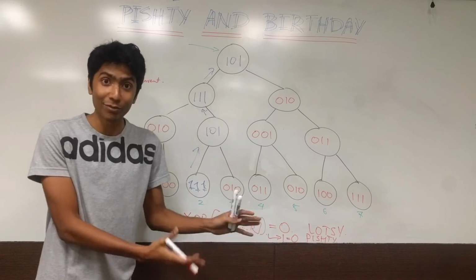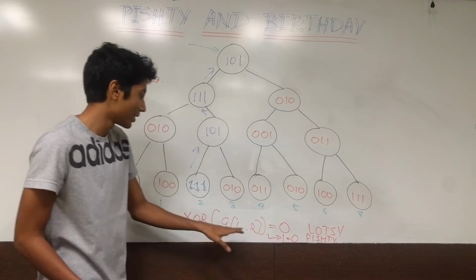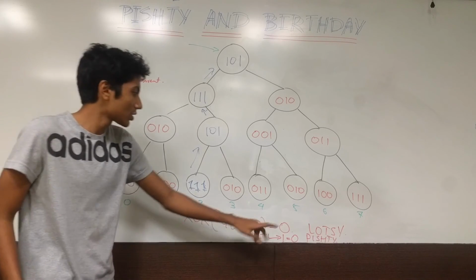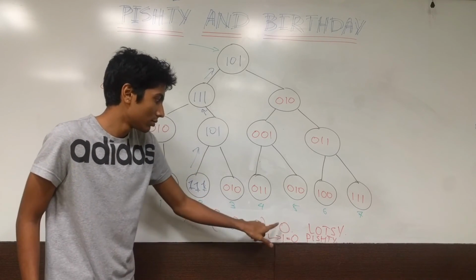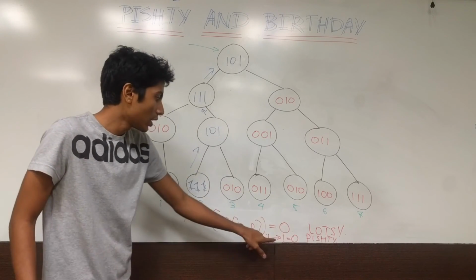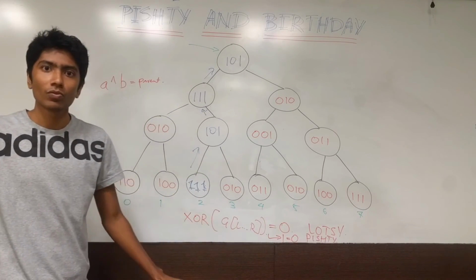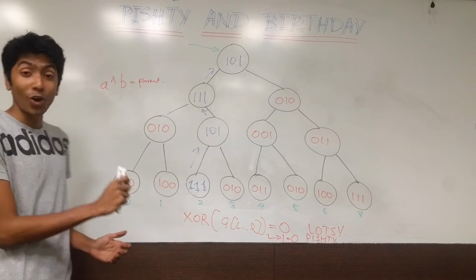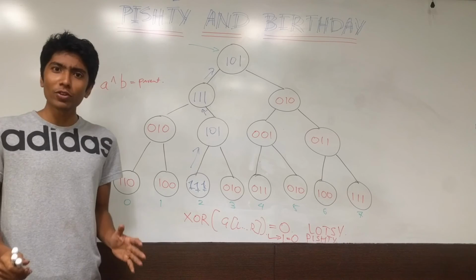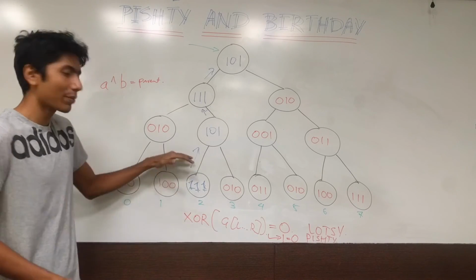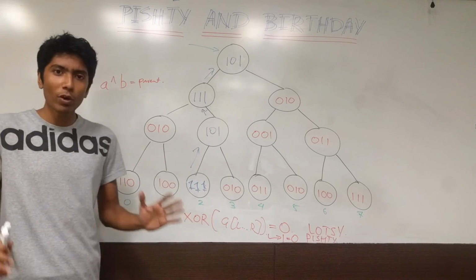This is, in fact, the most important thing. You'll be outputting answers this way. XOR of all the Grundy numbers will tell you whether it's 0, in which case lot C is winning, and if not, then Pishty is winning. So Pishty and his birthday is solved. It was a simple problem if you think of it. If you know the theory and the segment tree data structure, it should be quite easy to solve.